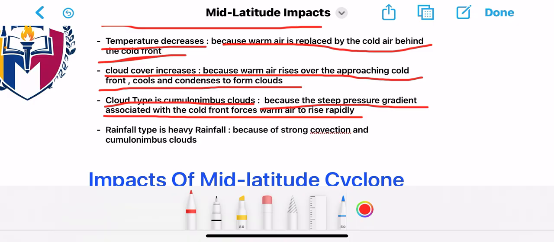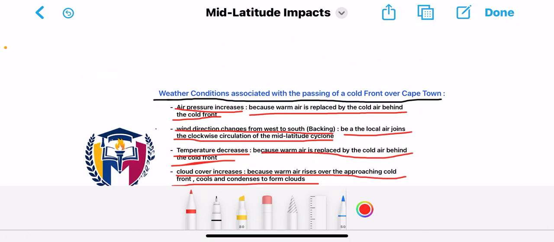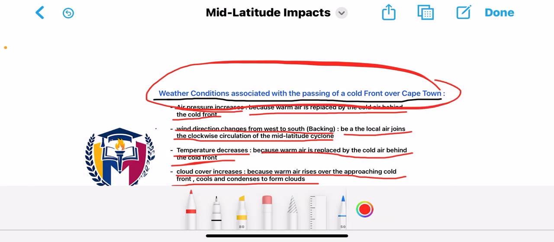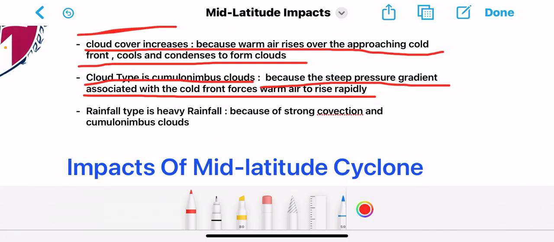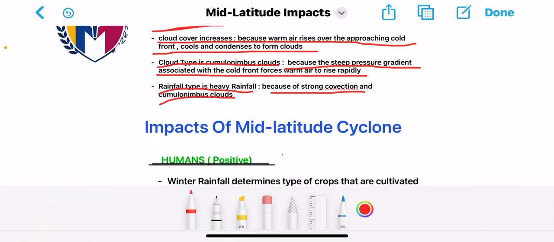Now, we are going to the type of rainfall, the last point of weather conditions associated with the passing of the cold front over the interior or over Cape Town. Now, the rainfall type is what? Heavy rainfall because of the strong convection and cumulonimbus cloud. Okay? What do I mean when I say strong convection? So much warm air is being uplifted from the ground into what? Into the atmosphere. Okay? Remember cumulonimbus clouds, we described how they form.